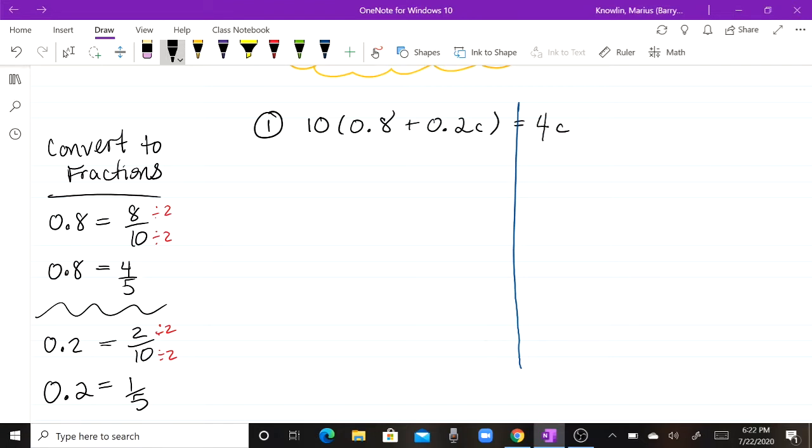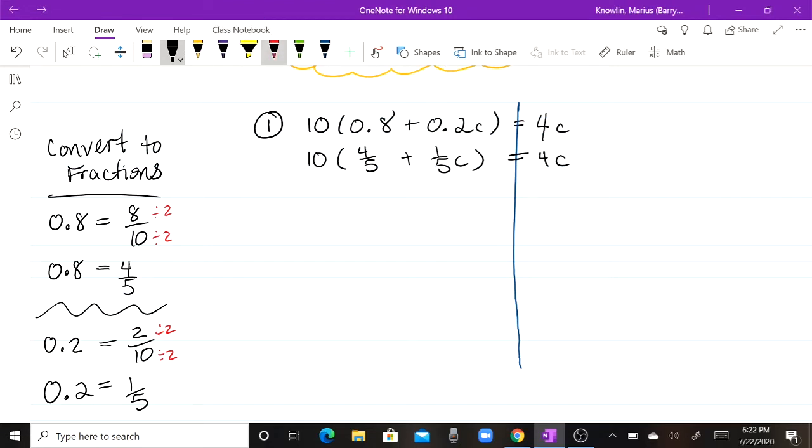So let's go ahead and rewrite our equation: 10 times the group of 4/5 plus 1/5 c equals 4c. Now, let's go ahead and use our distributive property.